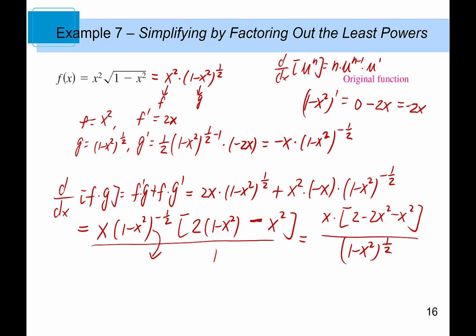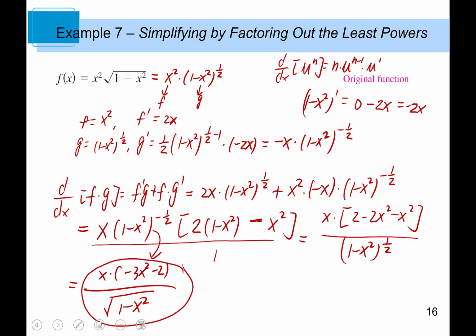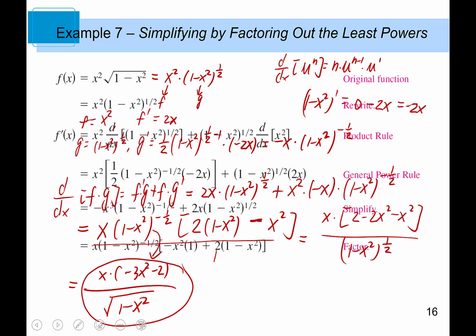Okay, so just simplify a little bit more. We get negative 3x squared minus 2 over... if you want to write it as a square root, feel free to do so, the square root of 1 minus x squared. And that's going to be the final answer.